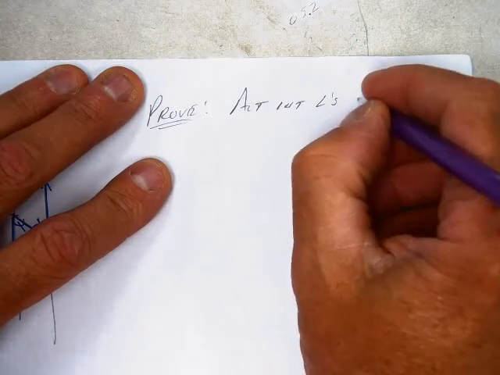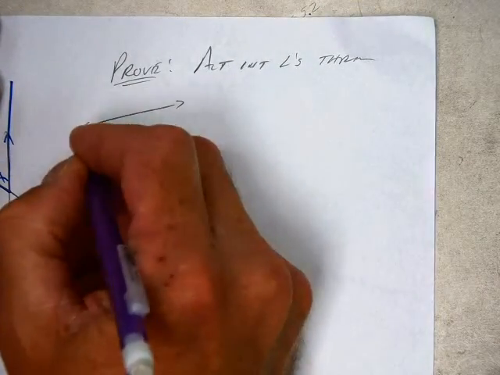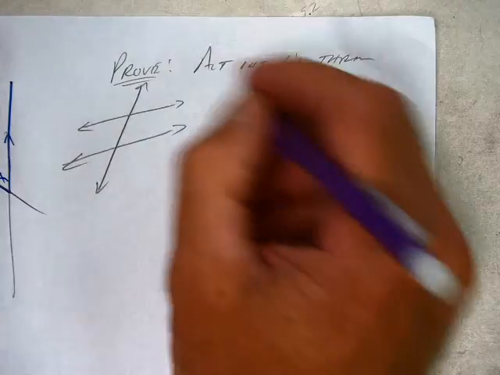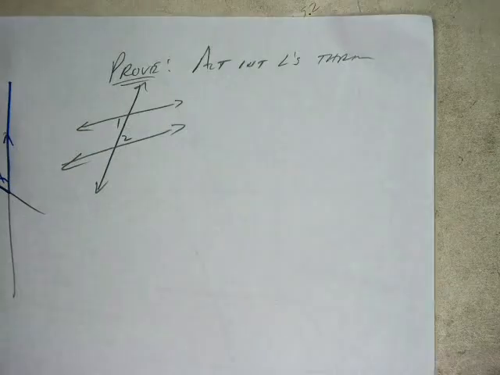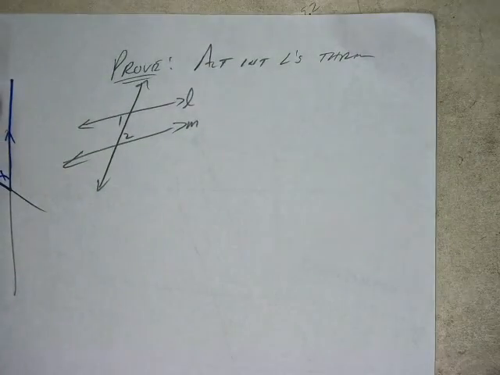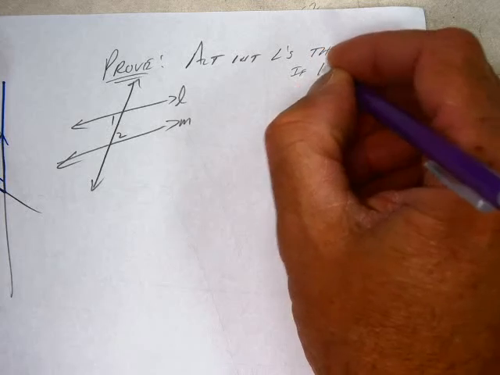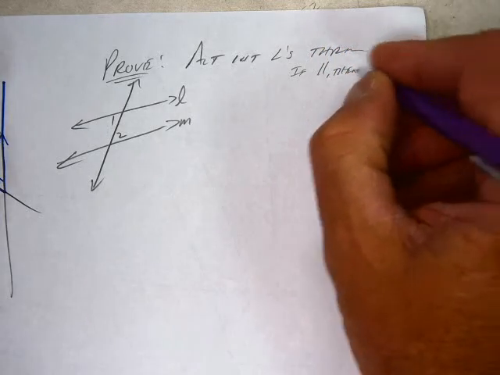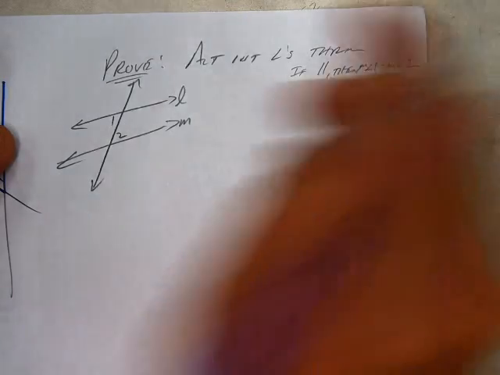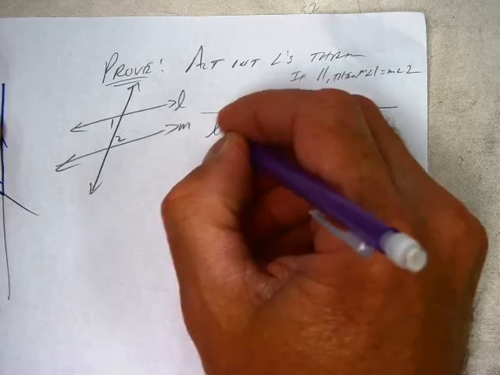Alternate interior angles. In order to do something like this, we need a drawing. I'm going to label some angles. Let's just say alternate interior angles 1 and 2. Let's name these lines L and M. This theorem says that if they're parallel, then angle 1, the measure of angle 1 equals the measure of angle 2. So if I'm going to prove this theorem, my given is going to be L is parallel to M.